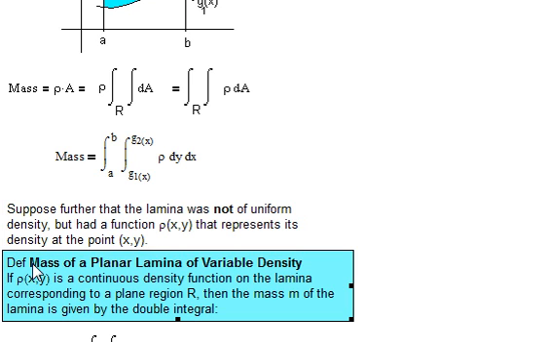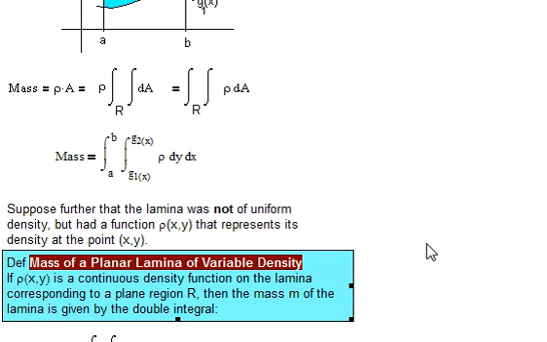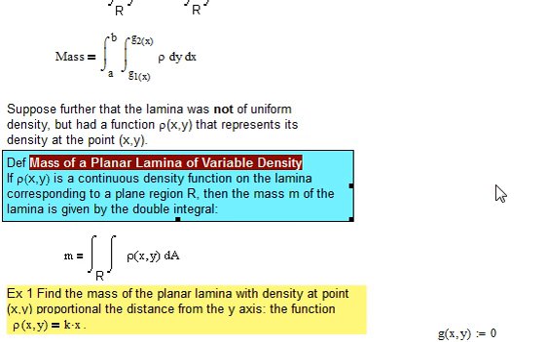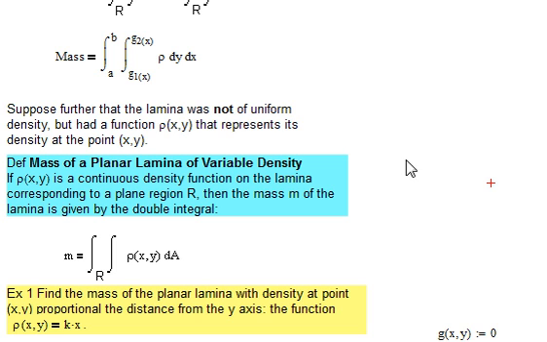So here's how we find the mass of a planar lamina of variable density. If rho of x, y is a continuous density function on the lamina corresponding to a plane region R, then the mass of the lamina is given by the double integral over the region R, and the region R will dictate what our limits of integration are, of rho of x, y, that's our density function, times dA, and that's how you find the mass of a planar lamina of variable density. So instead of a rho here as a constant, it's rho of x, y, whatever that may be.